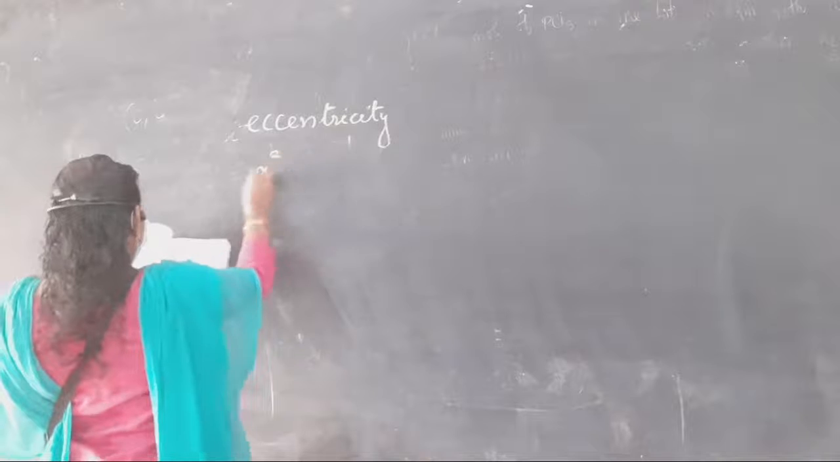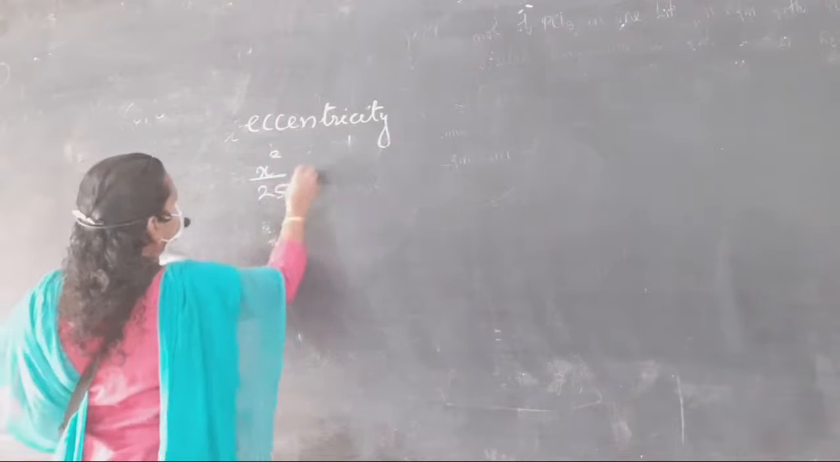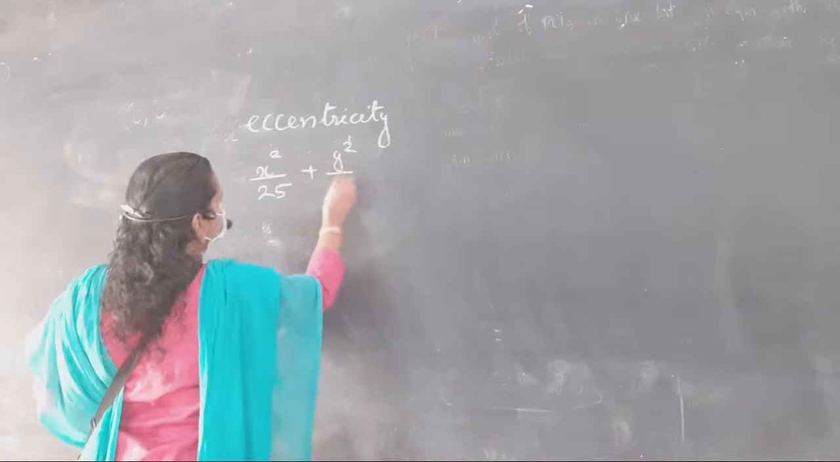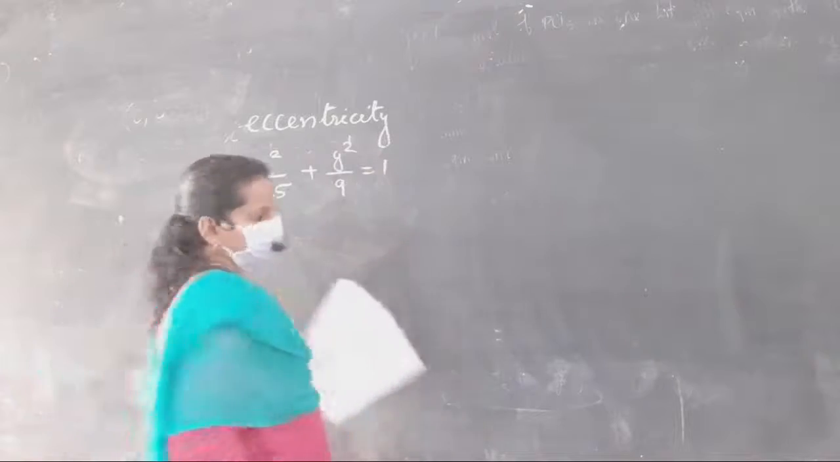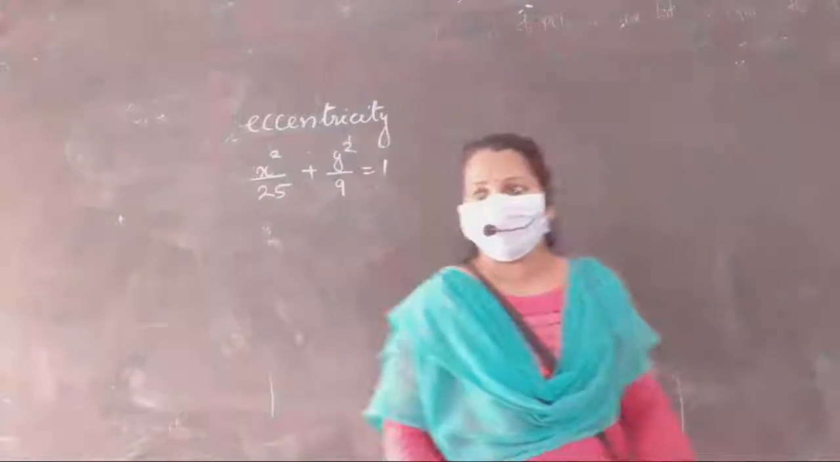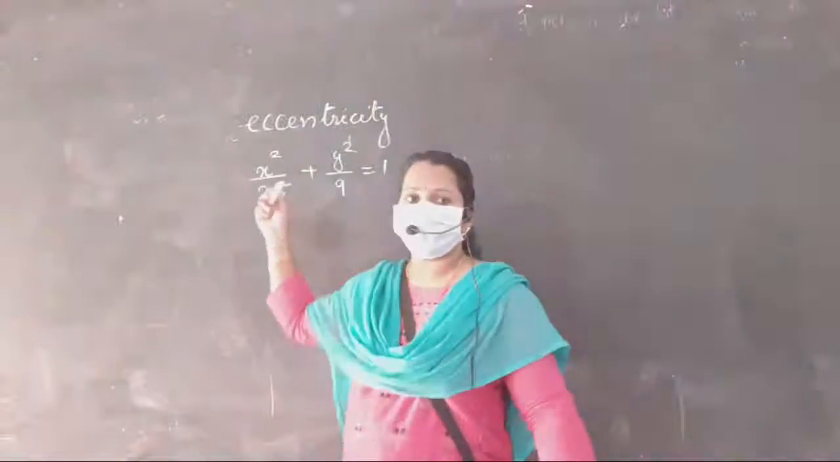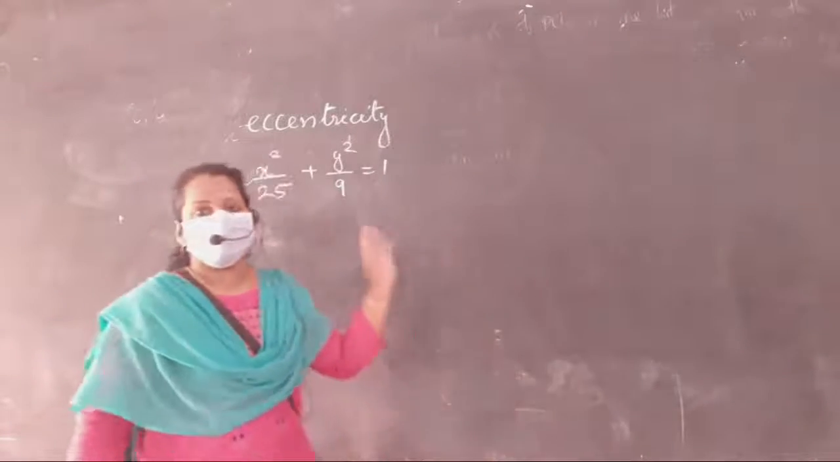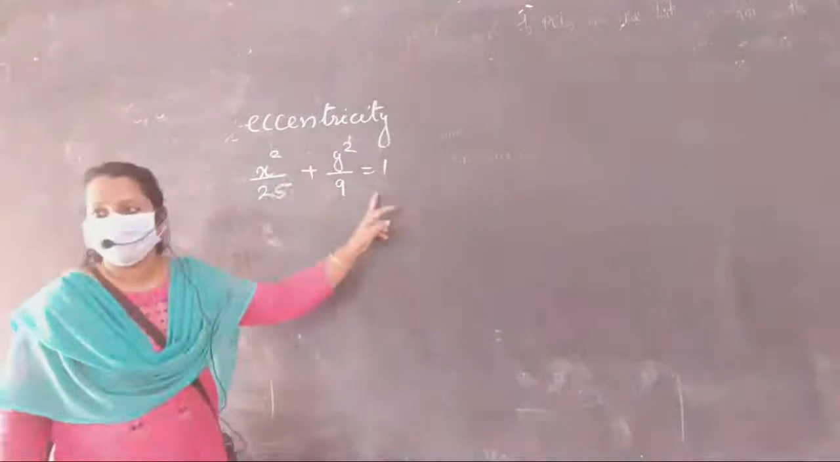x square by 25 plus y square by 9 equal to 1.